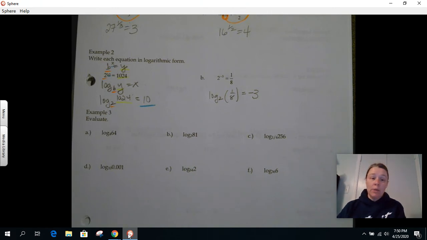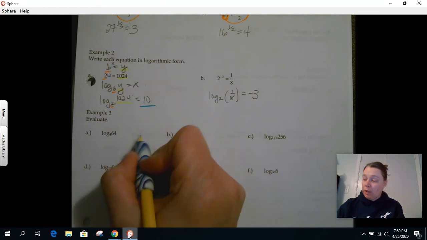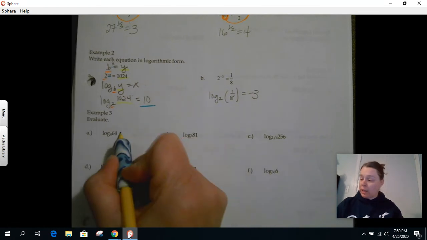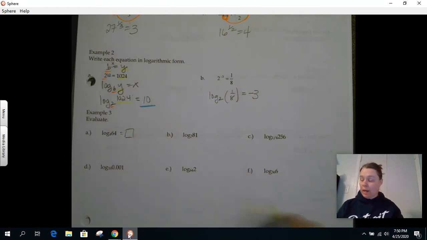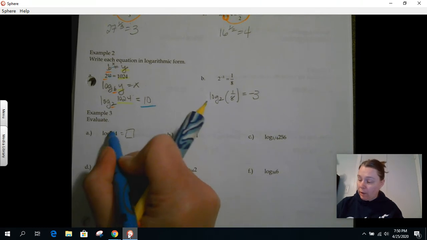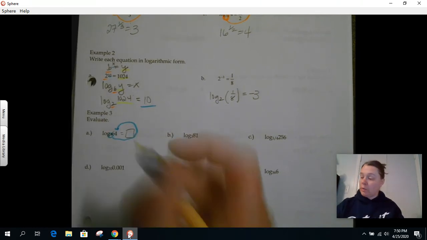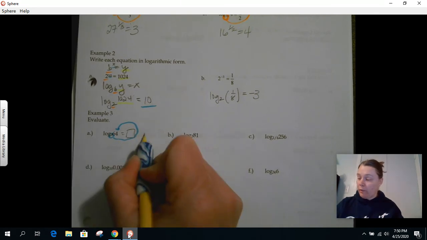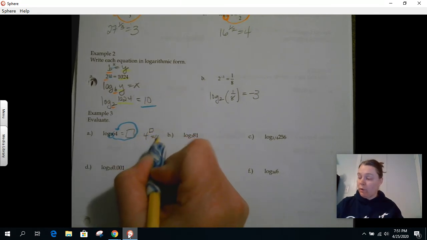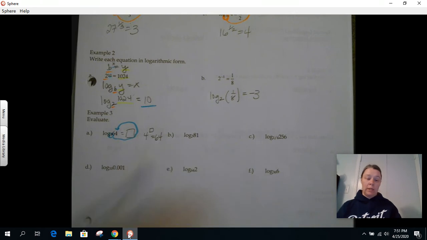When I do these, it always helps in my head. What I'm always thinking is that loop. I'm almost setting this up thinking, okay, there's my box, and I'm always thinking in my head, 4 to whatever this power is has to be 64. So a lot of times you will see me writing something like 4 to whatever power is 64, and thinking, okay, 4 to what power is 64?